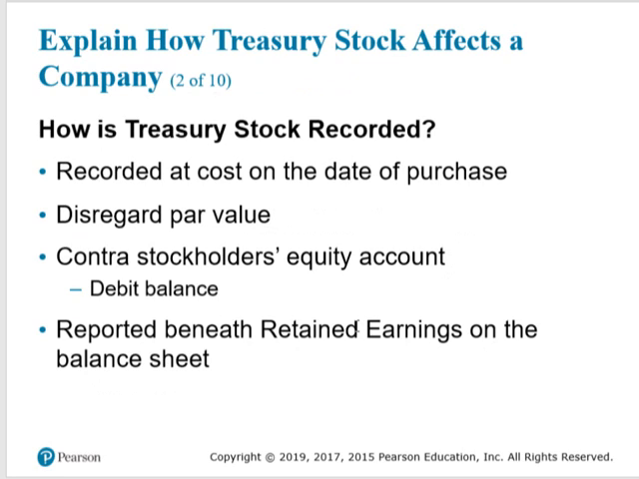Recording treasury stock is a bit more complicated than common or preferred. It's recorded at cost on the date of purchase. Par value is irrelevant. Treasury stock is a contra account. Remember that contra accounts have the opposite balance you expect.